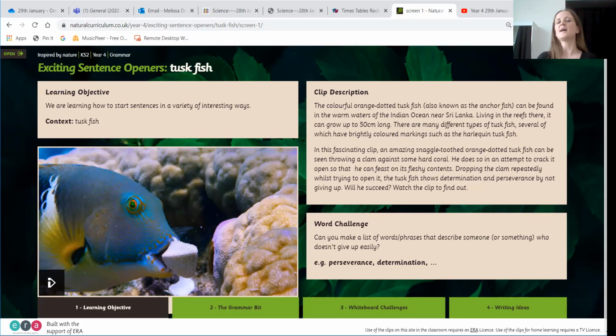So there are many different types of tusk fish, several of which have brightly colored markings, such as the harlequin tusk fish. In this fascinating clip, an amazing snaggle-toothed orange dotted tusk fish, it's a big mouthful, can be seen throwing a clam against some hard coral. He does this in an attempt to crack it open so that he can feast on its fleshy contents. Dropping the clam repeatedly whilst trying to open it, the tusk fish shows determination and perseverance by not giving up.